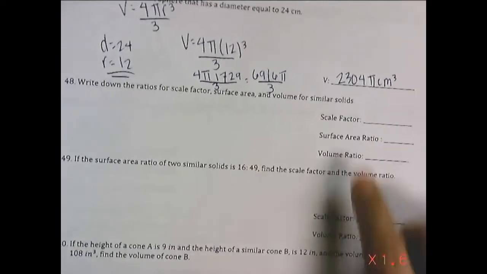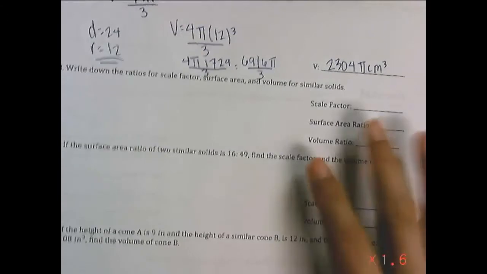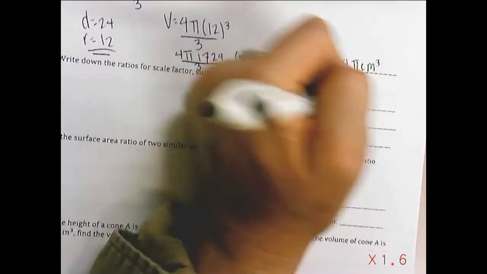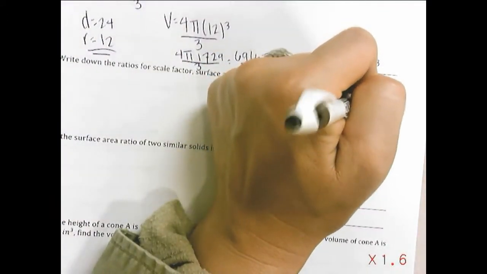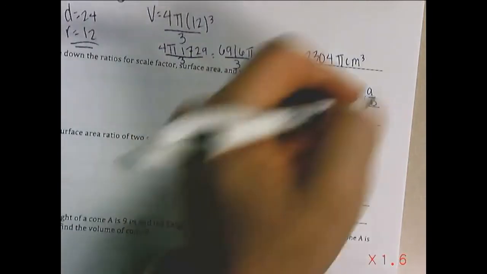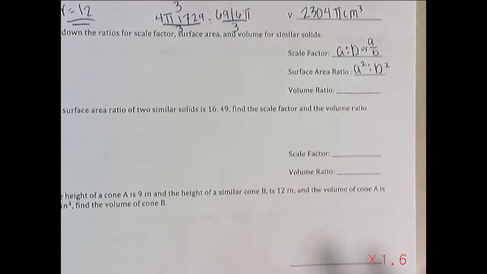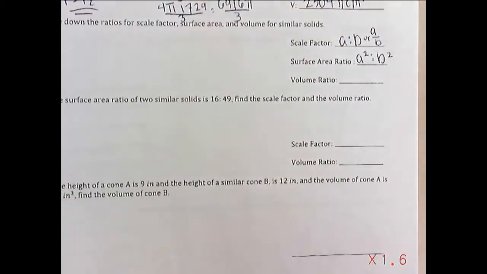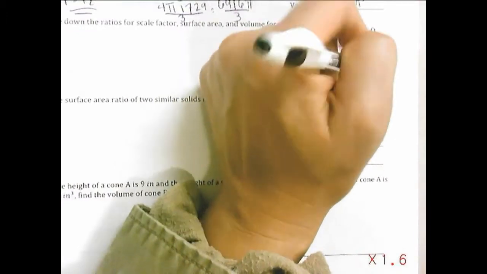Okay, and it says write down the ratios for the scale factors. Don't overthink that, guys. That's just going to be A to B, or A over B if you'd rather. Surface area ratio: surface area is squared, so A squared to B squared. And volume ratio: volume is cubed, so it would be A cubed to B cubed.